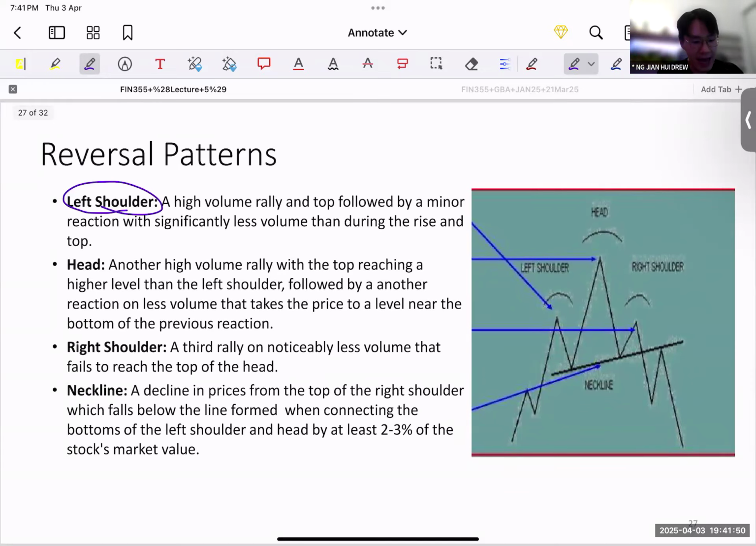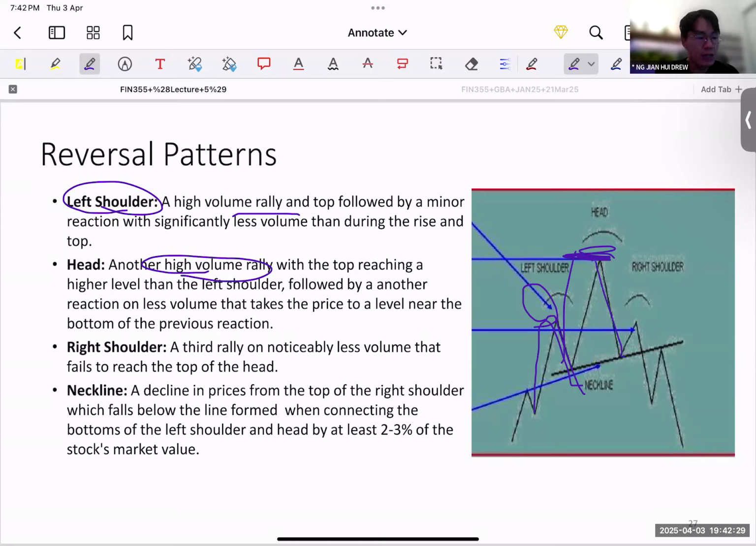So what happened is that we have this left shoulder where there is a high volume rally, followed by a minor reaction with less significant volume. So there is a rally up like this, very high volume, and then there is a downwards reversion here with less volume. Okay, then we enter the head, which is another high volume rally, reaching the highest point. So the highest point is the head here, right? And then followed by a lower volume reduction that hits the bottom.